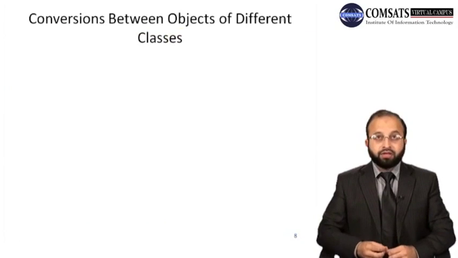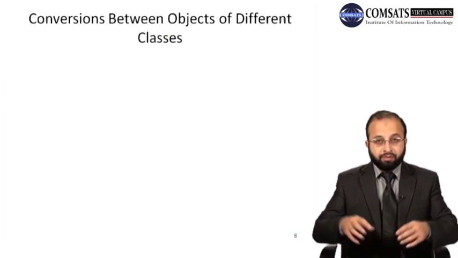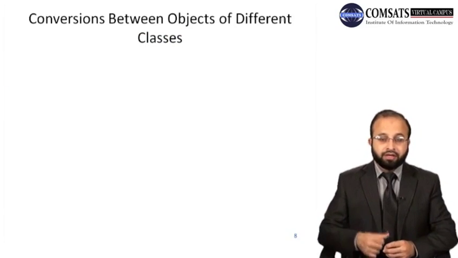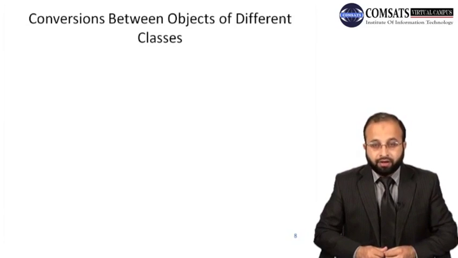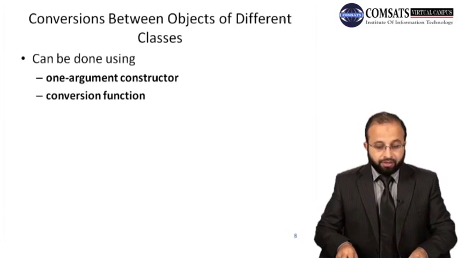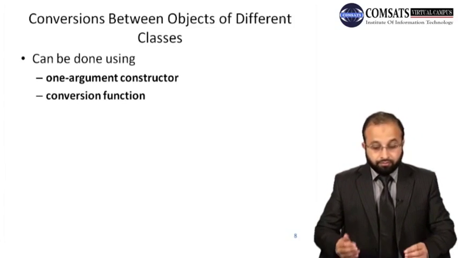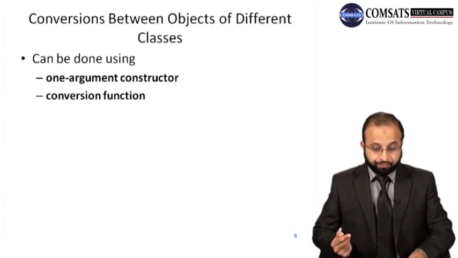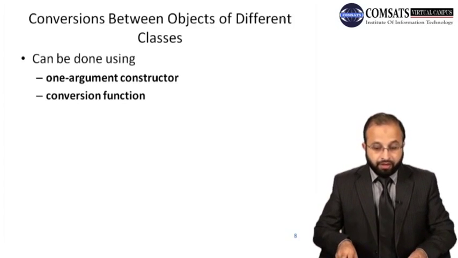Now, conversion between objects of different classes. We have two user defined type classes, and then we will see how we can convert the object of one class into the object of another class. So this can be done using a one argument constructor or a conversion function. We have seen both of these things in the previous example.